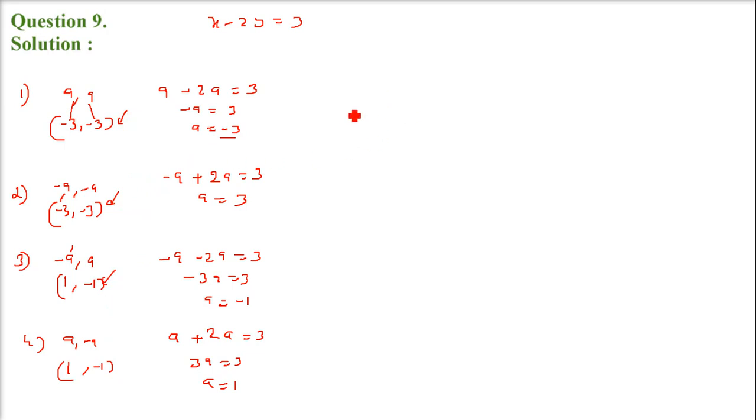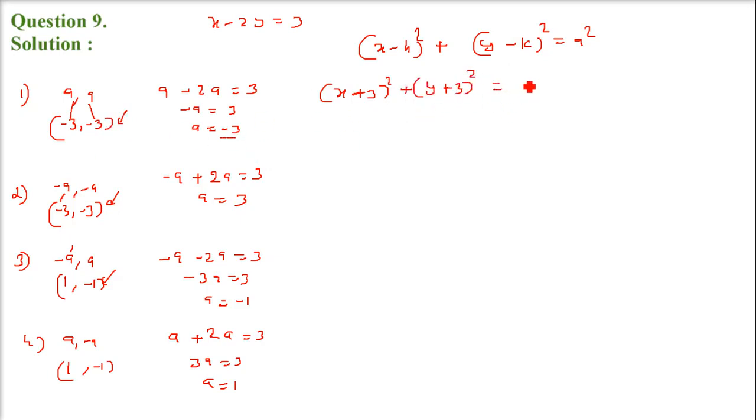Let me just write it. That is (x minus h) whole square plus (y minus k) whole square equals a square. Now what is h here? Minus 3, so it will be plus 3. Plus (y plus 3) whole square equals a square. A square is minus 3 whole square, which is 9. For the other equation, (x minus 1) whole square plus (y plus 1) whole square equals 1 square, which is 1.